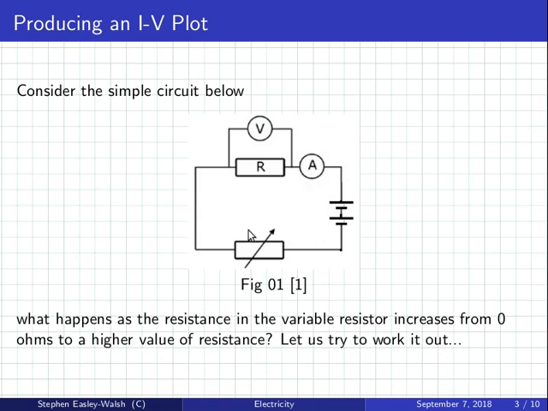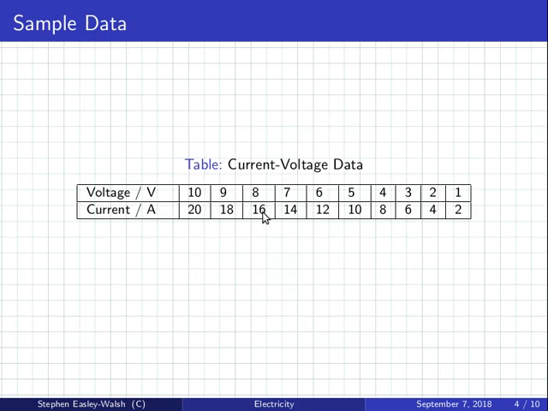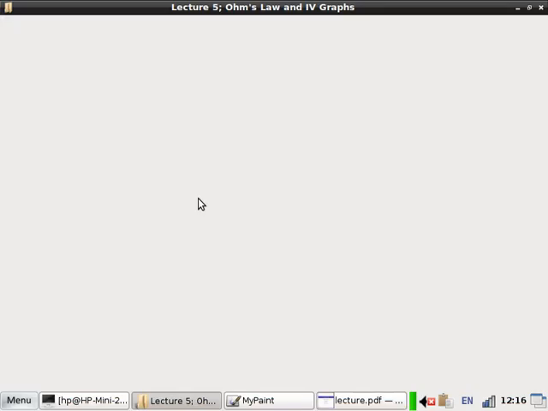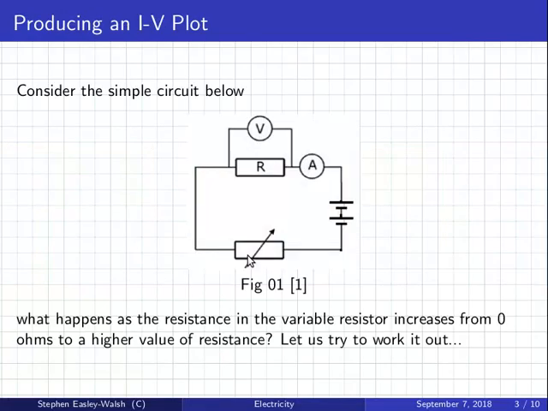So this is a way to discover the relationship between voltage and current for this resistor. Let's have a look at some data, for example. In this example, I had 10 volts at the beginning, because I probably had this set to 0. As I increase this, what happens to the voltage?